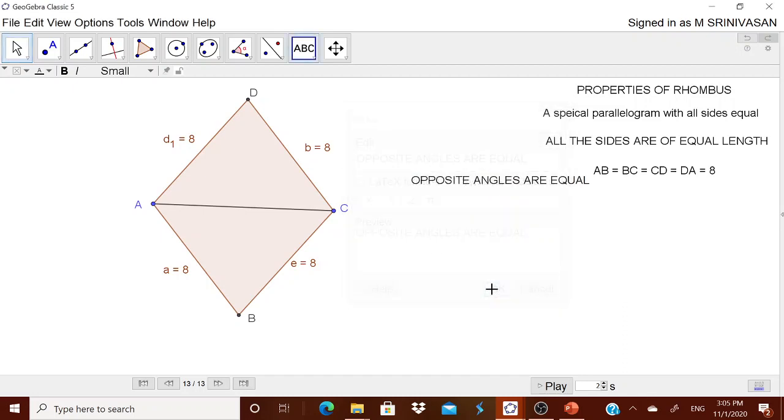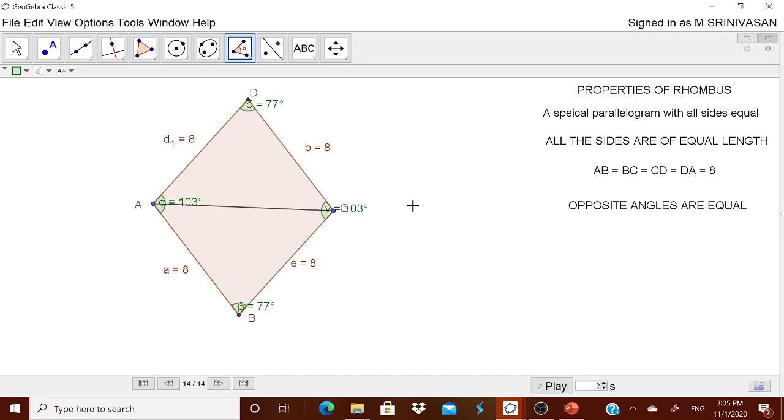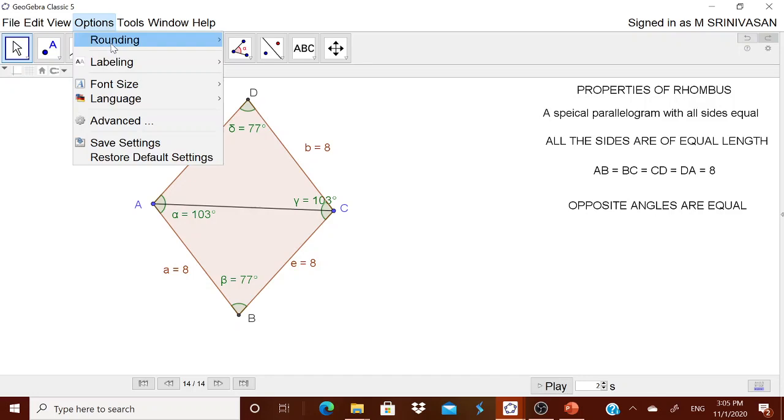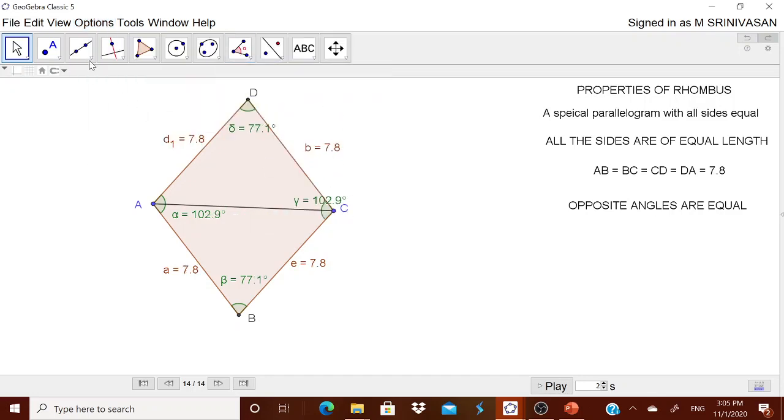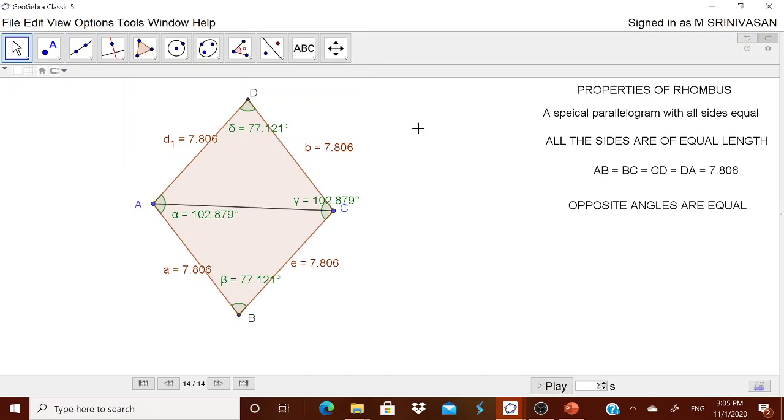Okay, what is the meaning of opposite angle? Let us see the angles now. Go to these angles, click it. Oh, I got these angles, all the angles corrected to 0 decimal place. Be careful, even though we are telling that it is 0 decimal place, it is not showing only 0 decimal place, but originally it is 78.1, or if you want to do it in 3 decimal place, it is 77.121.